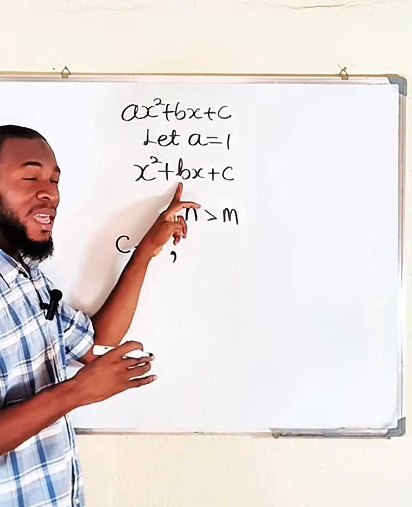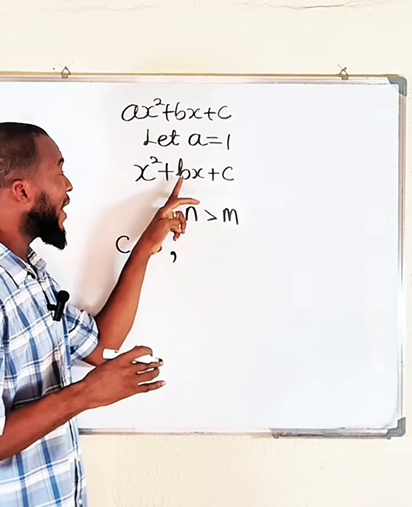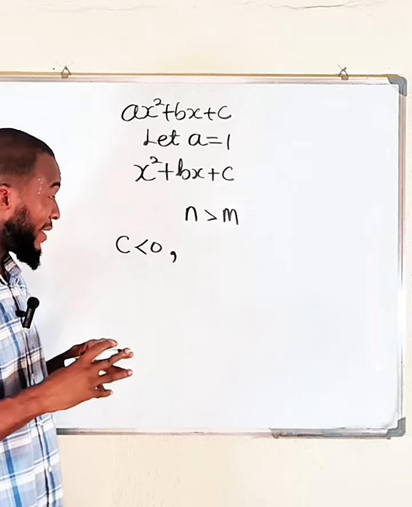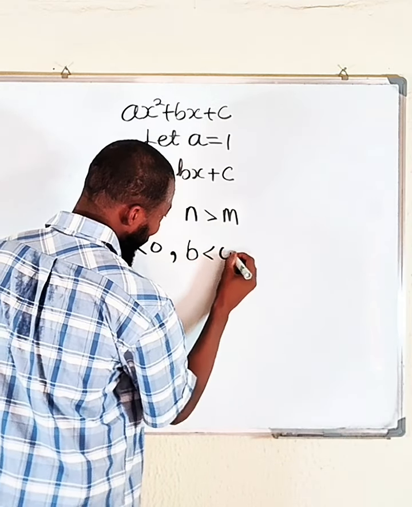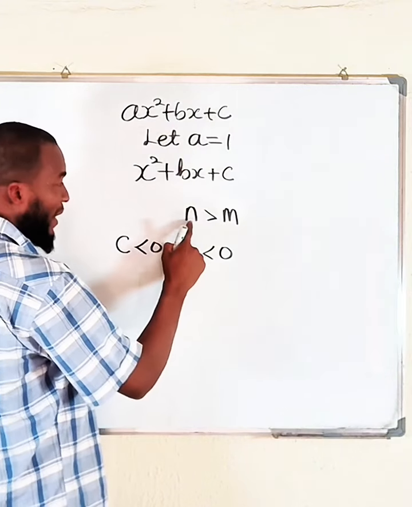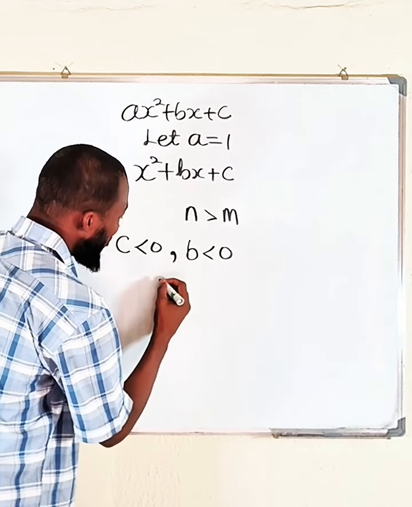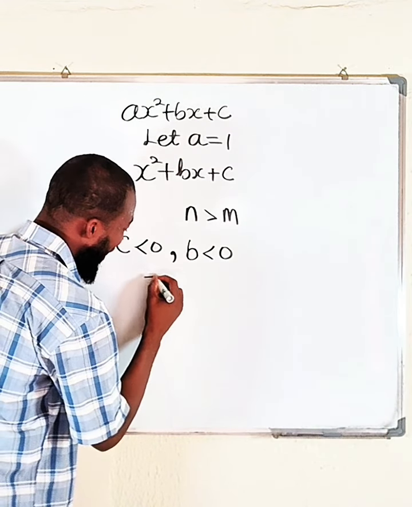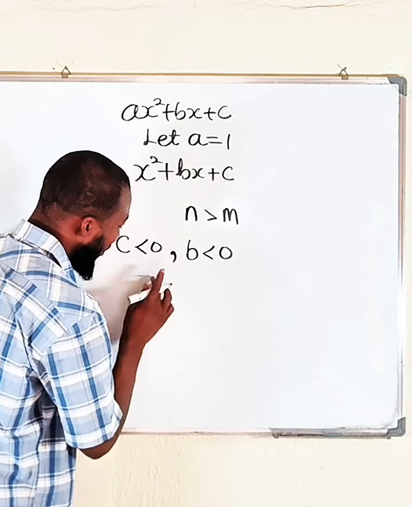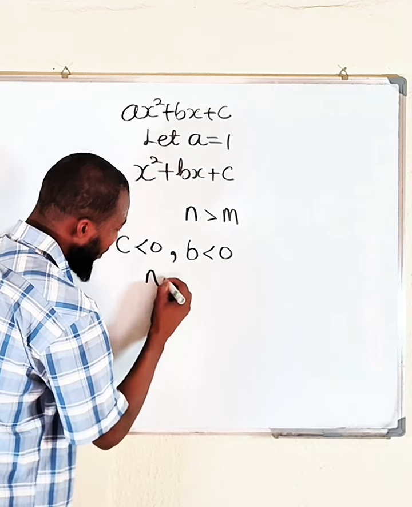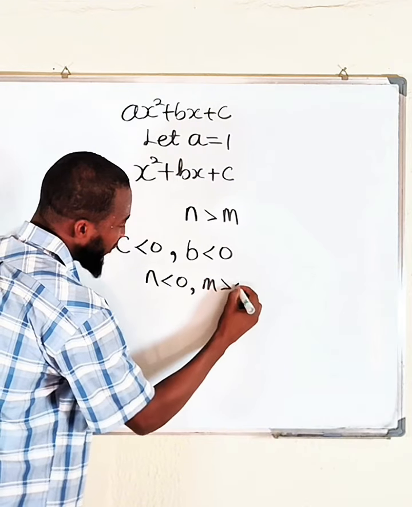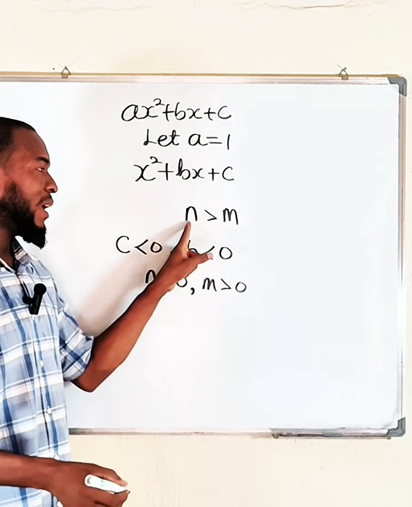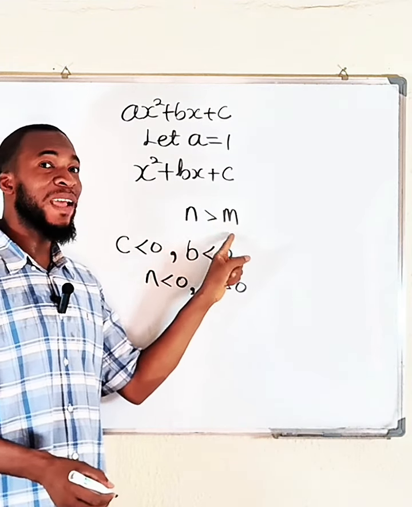If the coefficient of x here is also negative, if b is also negative, then the two numbers n and m must be in such a way that n is negative. So I can say that n is negative, but m is positive. Because remember, n is a number greater than m.